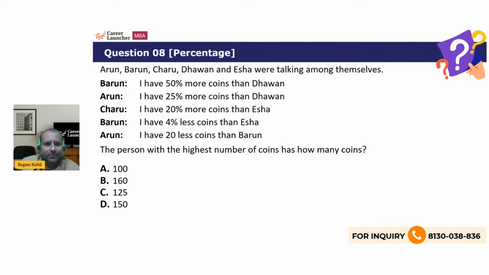Okay, so from the first one, Barun is saying I have 50. So I'll take capital A, B, C, D, E as the number of coins with them respectively, right? So B is to D is 3 is to 2 from the first statement.